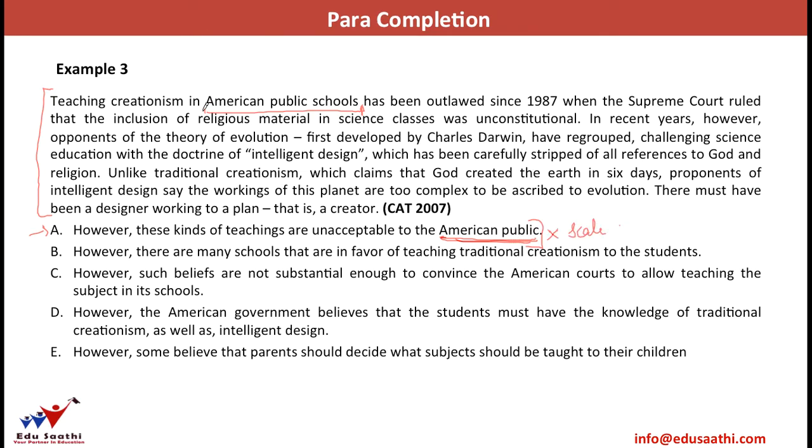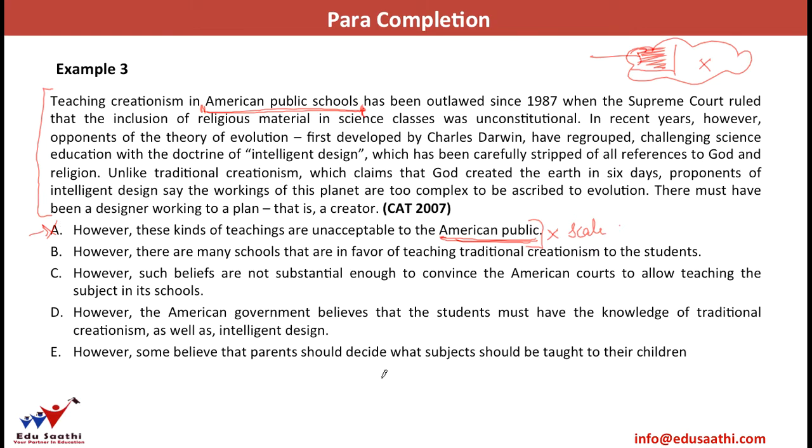Why? Because we're discussing the public schools and not the entire American public. So this is the entire American public, out of which this proportion is the school public. We're just talking about this public, we're not talking about this public, right? So American public violates the scale. So I'll eliminate this option.